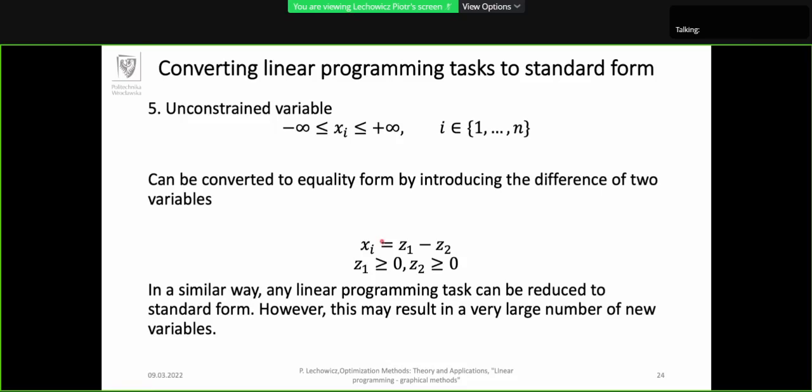And in similar way, any linear programming task can be converted to its standard form. It may result in introduction of large number of new variables. However, for certain algorithms, it's required that this optimization problem is expressed in this equality form.